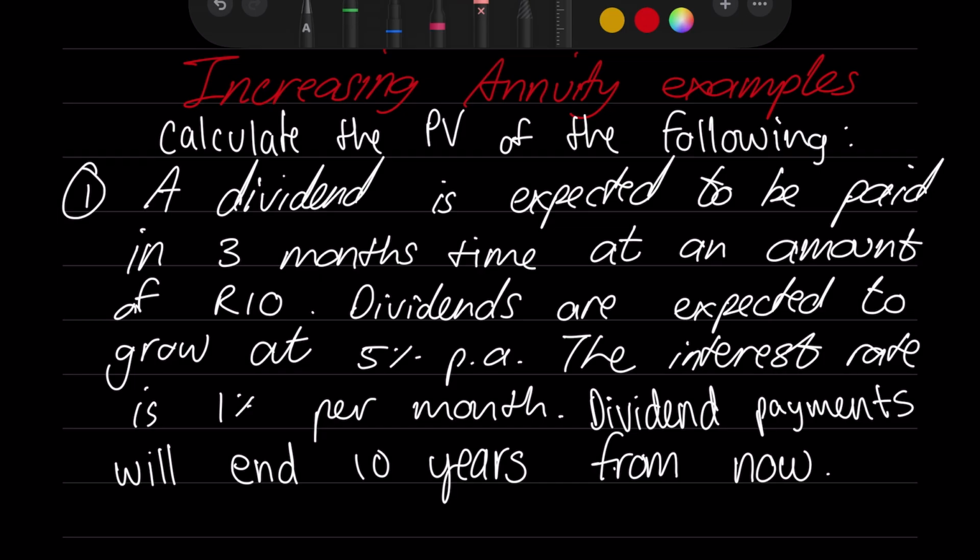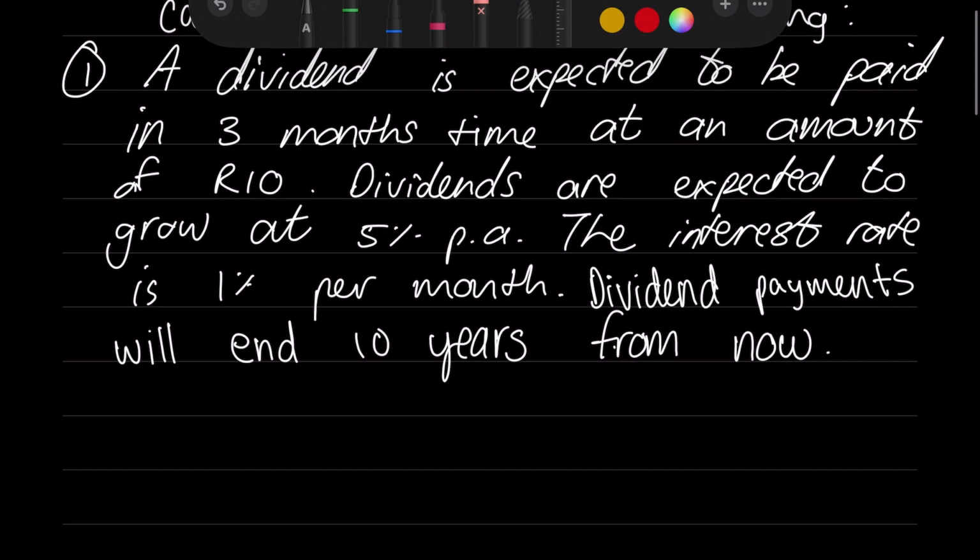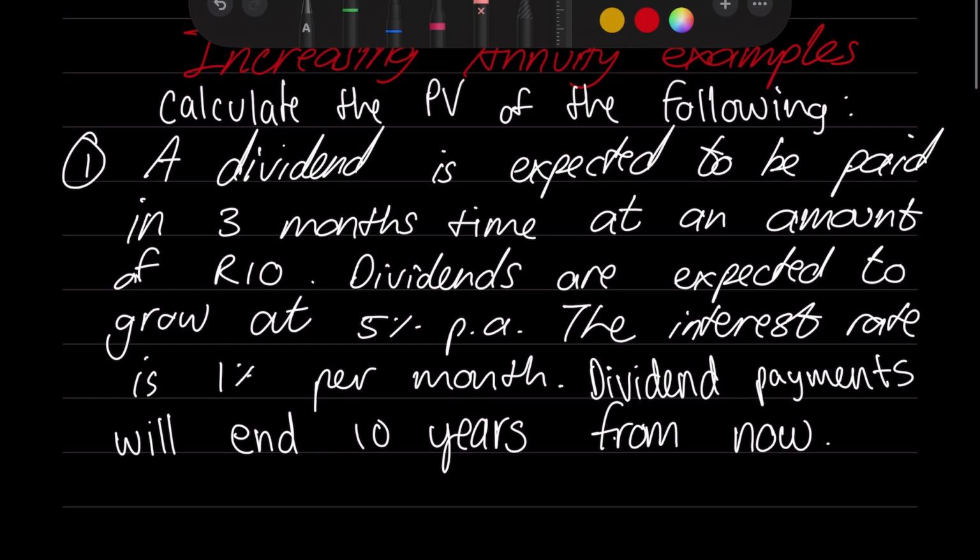So let's start with the first one. A dividend is expected to be paid in 3 months' time at an amount of 10 Rand. Dividends are expected to grow at 5% per annum. The interest rate is 1% per month. Dividend payments will end 10 years from now. Dividends are typically annual, so assuming that a dividend payment is annual, that's very viable.